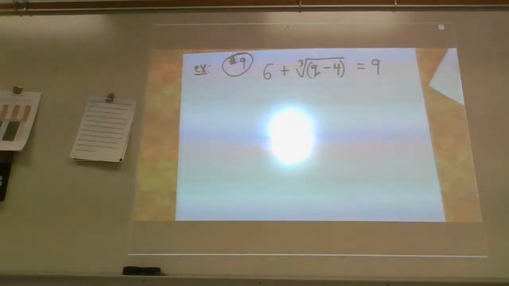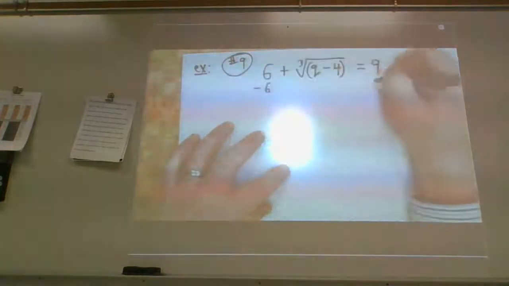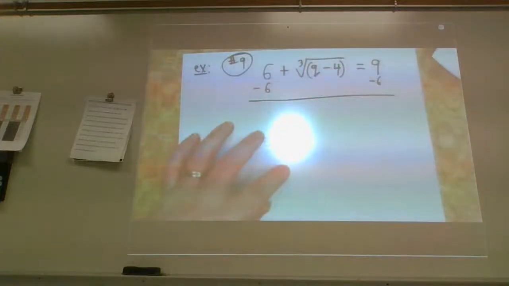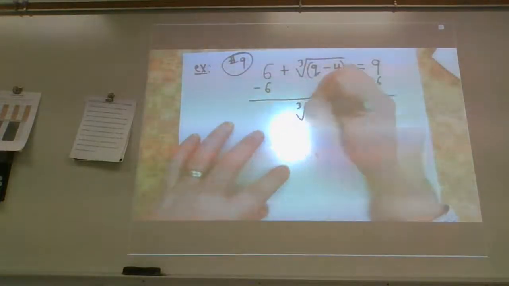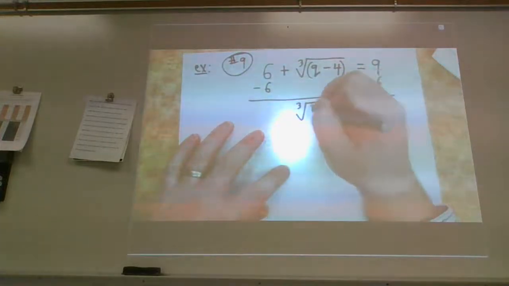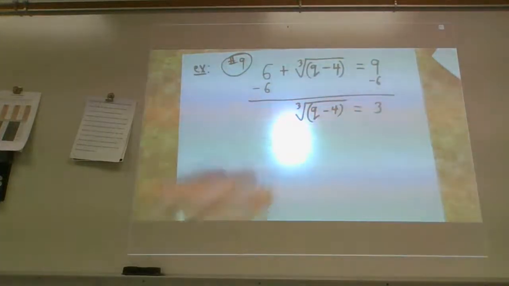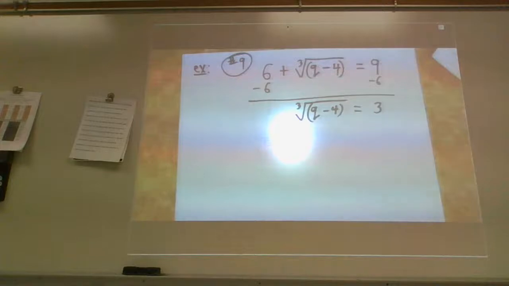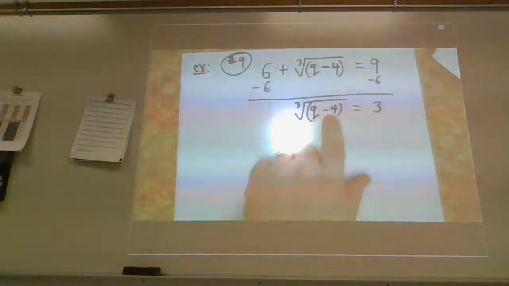Because if you're doing SADMAP to solve this problem, you're going to subtract 6 first. This will leave you with the third root of q minus 4 equals 3. So far, so good. There is no outside multiplication or division to deal with. Mr. Murky, what about that minus 4? The minus 4 is on the inside of a set of parentheses. You can't touch it yet, but you will later.